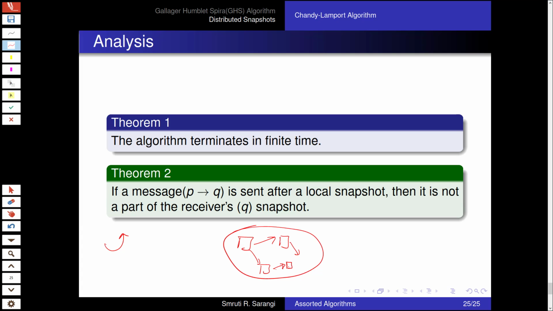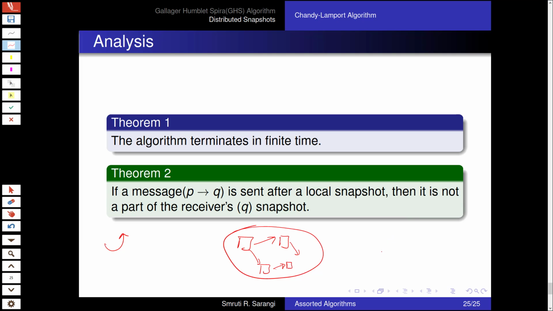Whatever has been taken, that is what the entire snapshot consists of. And why do I say it is consistent? I claim that if a receive has been logged in the snapshot, its corresponding send has also been logged. That's my only requirement, no other requirement. So the theorem is that if a message from P to Q is sent after a local snapshot, then it is not a part of the receiver's snapshot.